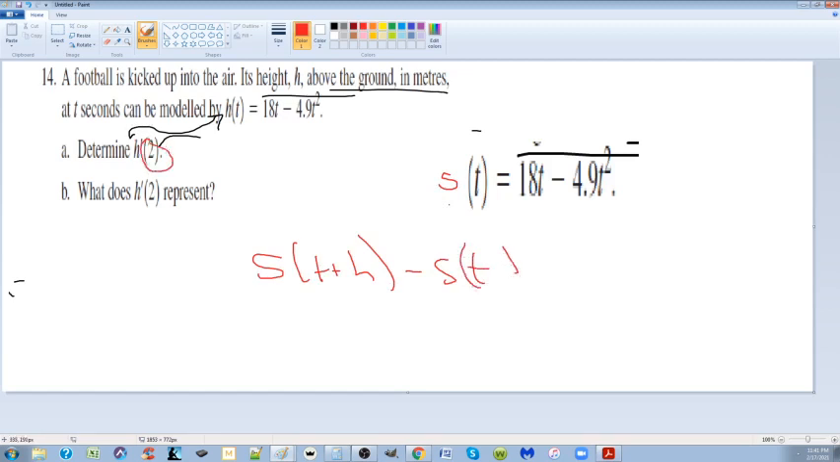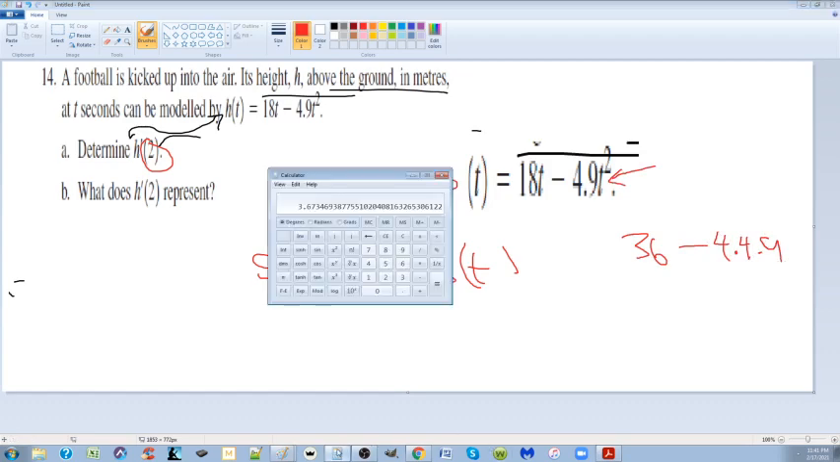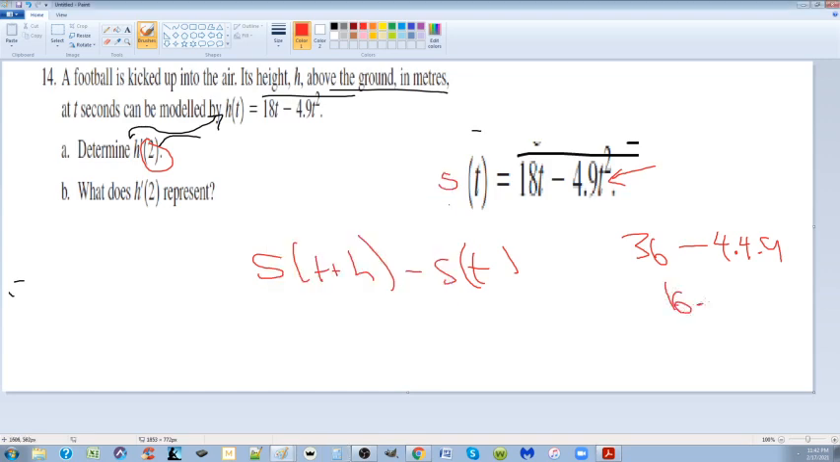And they're using 2 seconds here, so it would help to figure out s of t. When I put in 2 here, I get 36, minus, when I put in 2 here, I get 4 times 4.9. Okay, so what is 36 minus 4 times 4.9? 16.4. Which means s of t is going to be 16.4 in terms of its distance above the ground.